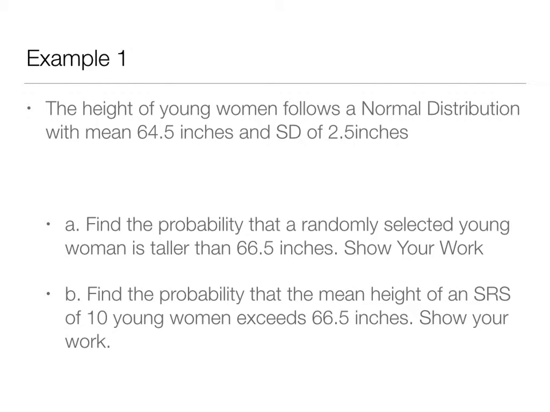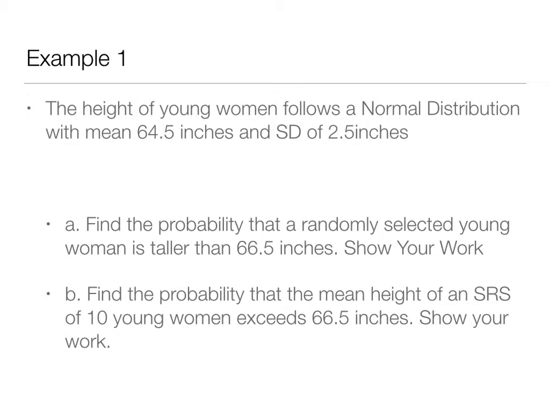Example 1. The height of young women follows a normal distribution with mean 64.5 inches and a standard deviation of 2.5 inches. A, find the probability that a randomly selected young woman is taller than 66.5 inches and show your work. And B, find the probability that the mean height of a simple random sample of 10 young women exceeds 66.5 inches.